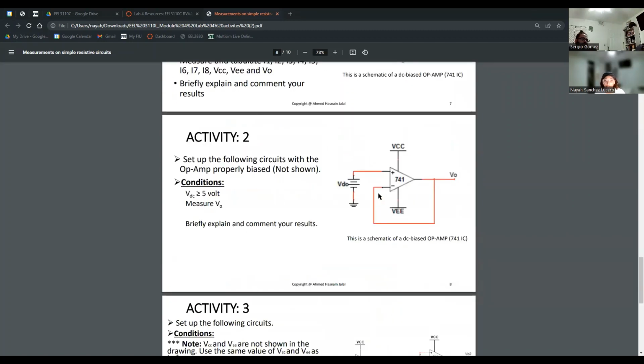For activity 2, here we actually have input voltage, but there's no resistors, so again, there won't be any circuit gain, and the output voltage is going to be equal to the input voltage.